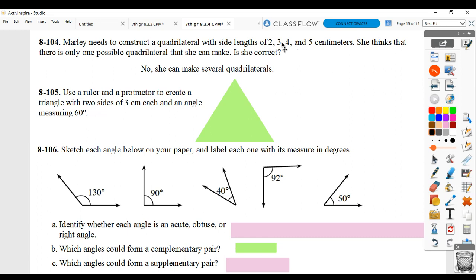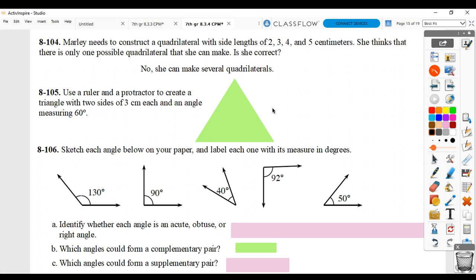You could have the 5 between the side lengths of 2 and 3. You could have them in this order. There's just a number of different angle measurements you could have. So quadrilaterals are not as unique as triangles. So in this case, you could make a number of different possibilities.